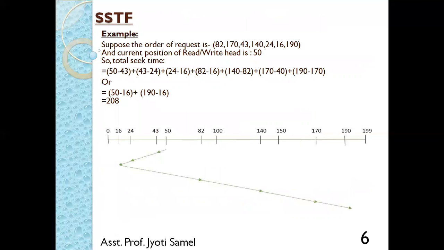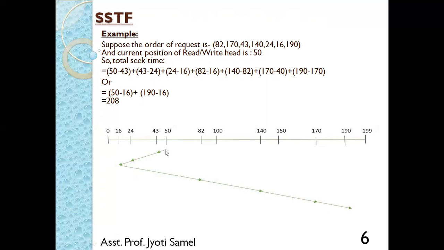We will move ahead and learn SSTF with the help of an example. The same disk scheduling example that we learned in FCFS is used over here: 82, 170, 43, 140, 24, 16, 190. And our current head position is at 50.